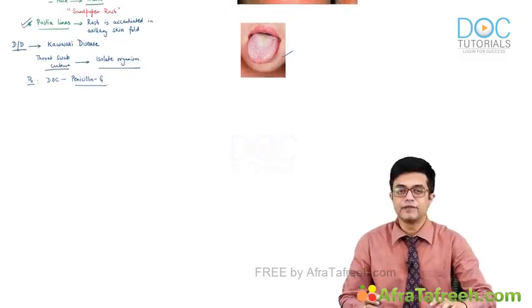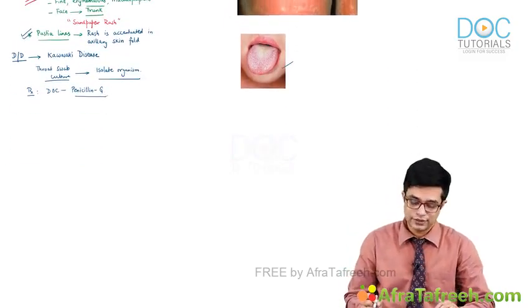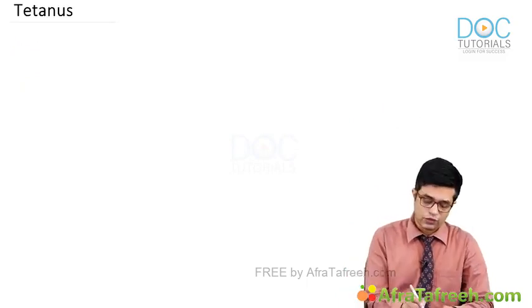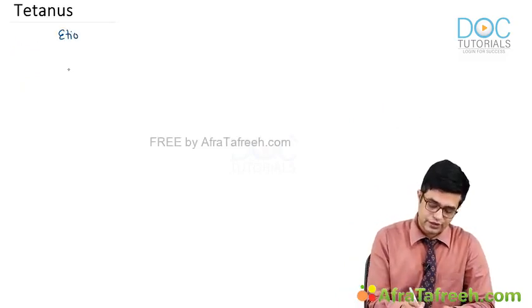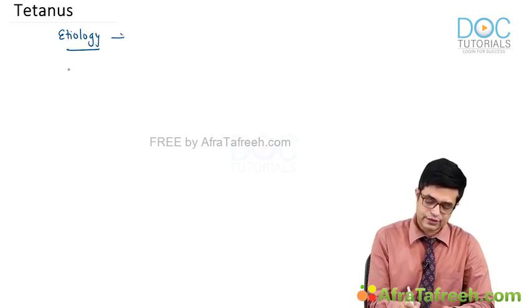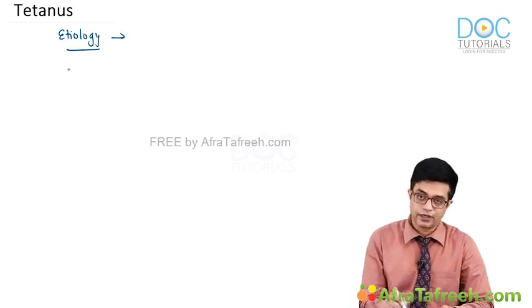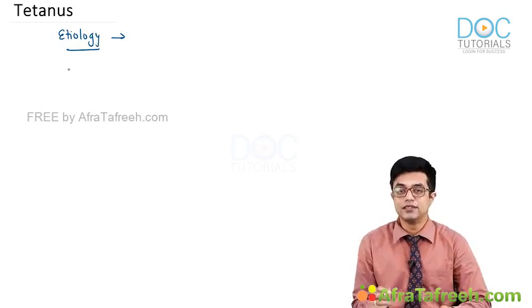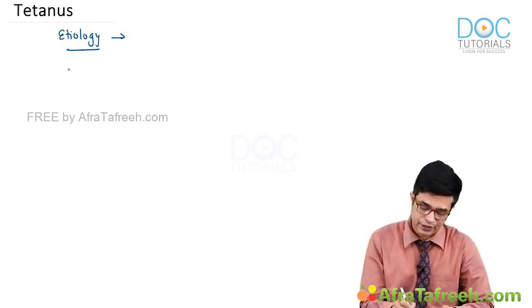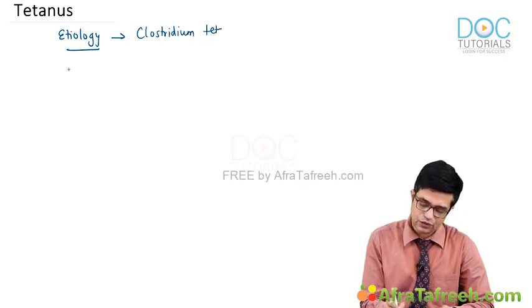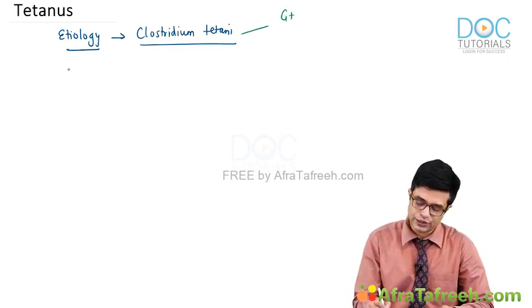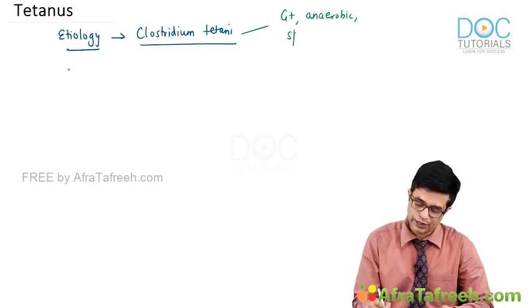And finally, in bacterial infections, we come to the disease called tetanus. Now, what is the etiological agent in tetanus? Tetanus is caused by a gram-positive anaerobic bacillus called Clostridium tetani. So, Clostridium tetani is the causative agent. What are the few things regarding Clostridium tetani that you should know? It is a gram-positive anaerobic spore forming bacillus.